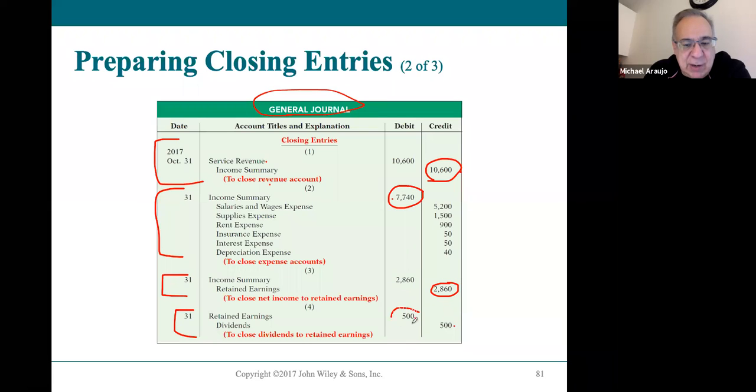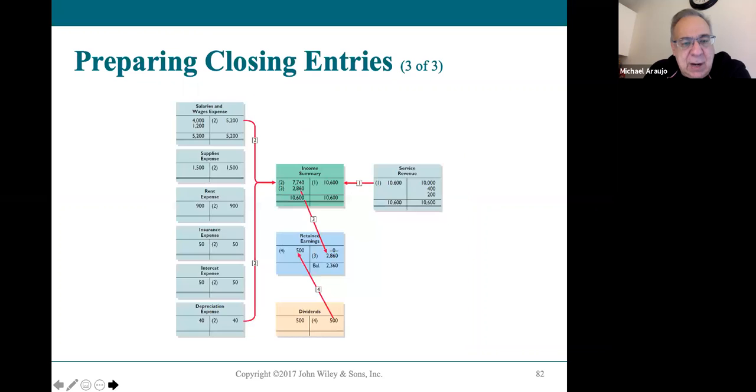Look what's sitting in retained earnings, right? Retained earnings. We have a $2,860 credit, which increases retained earnings. That's the same as adding net income on the retained earnings statement. And then a debit to retained earnings for $500 is the same as subtracting dividends from the retained earnings statement. Right? So if you remember that retained earnings balance, it's $2,360, which is the difference between these two. So this is how that looks.